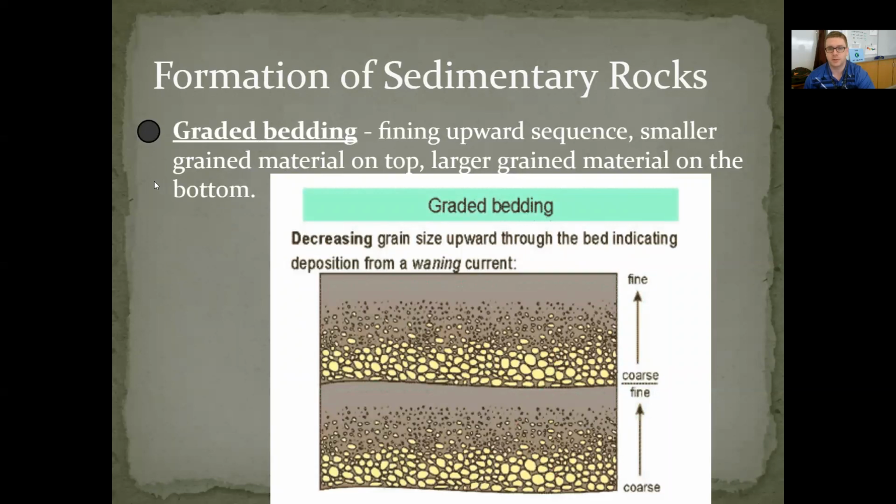So there's three types. The first type being graded bedding, where you have a sequence of sediment that settles out from water with the larger coarse grains at the bottom. And then as you move up through the rock, it gets smaller and smaller, or more fine grained. So it's that fining upward sequence of smaller grain material at the top, larger at the bottom. That's graded bedding, like we see in this picture.